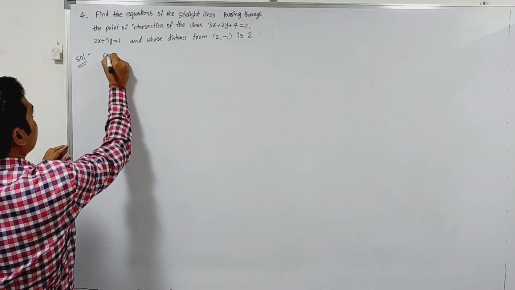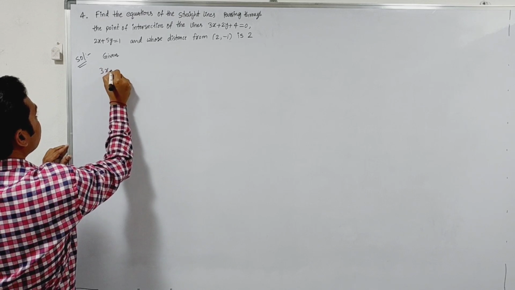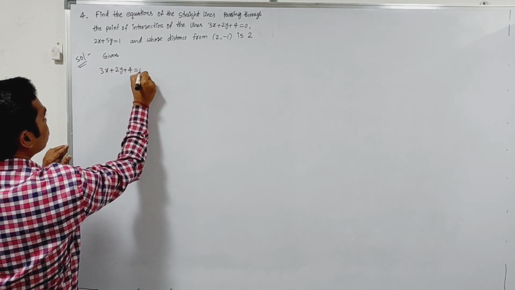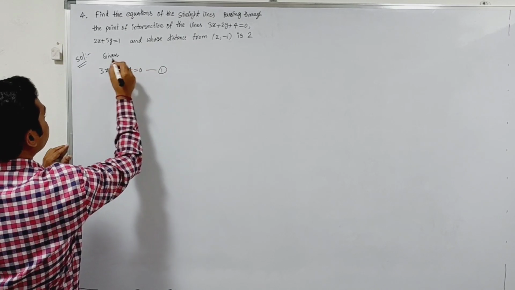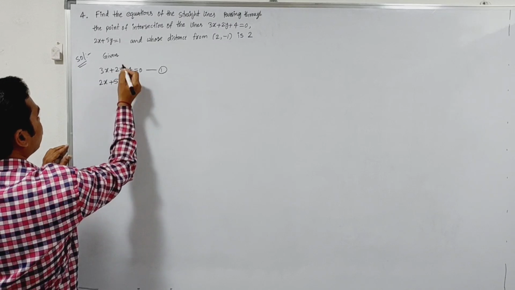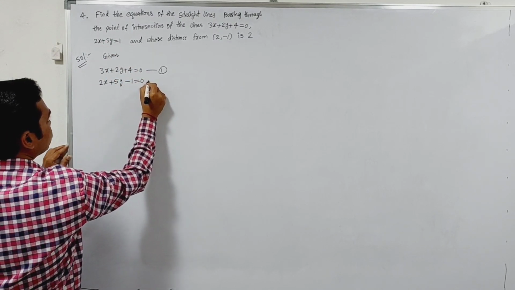The given lines are 3x plus 2y plus 4 equal to 0. This is equation 1. And the second line is 2x plus 5y equal to 1. Take 1 to the left side, that is 2x plus 5y minus 1 equal to 0. This is the second line.